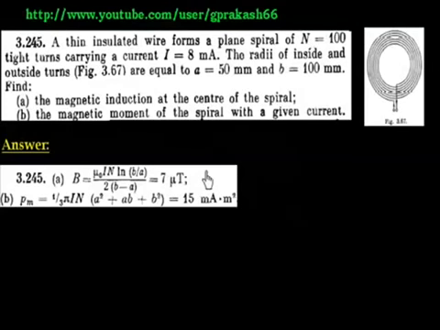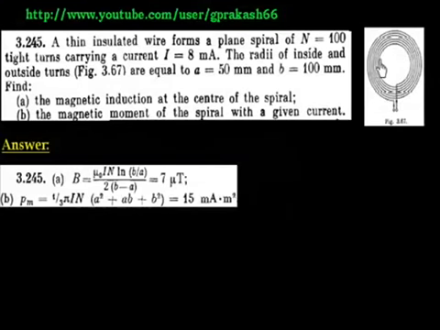Now this problem says we have a spiral. A wire has been formed into a planar spiral. It is a thin insulated wire, so this means the wire has a cover. And this wire forms a spiral. So this is the lower end, and this forms a spiral.